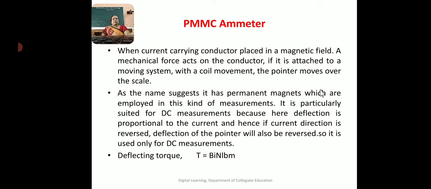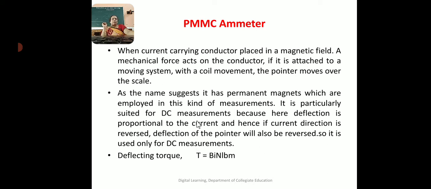Students, in this first slide, I am going to explain the PMMC ammeter. When a current carrying conductor is placed in a magnetic field, a mechanical force acts on the conductor. If it is attached to a moving system with a coil movement, the pointer moves over the scale.